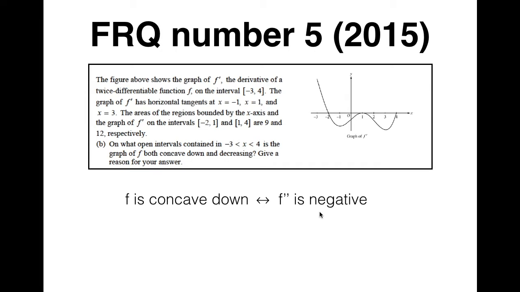So this is the first part. We're going to have to look where this graph is decreasing. The second part of the question is where is f decreasing, and that happens when f prime is negative. So now we can combine these two pieces of information together. Where on the graph of f prime can we see a decreasing curve and the curve on the negative side of the x-axis? There's this little part here, and there's this part here.